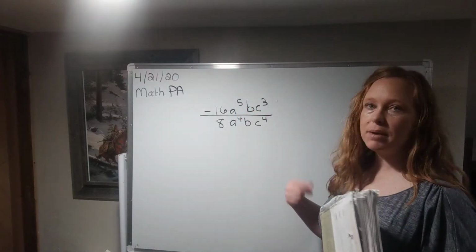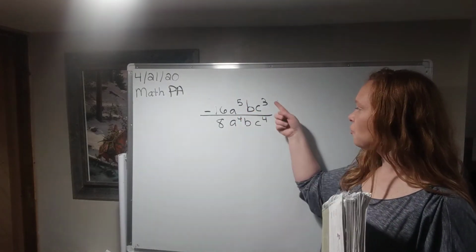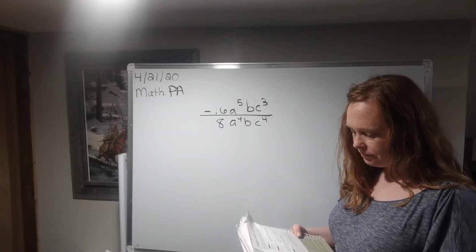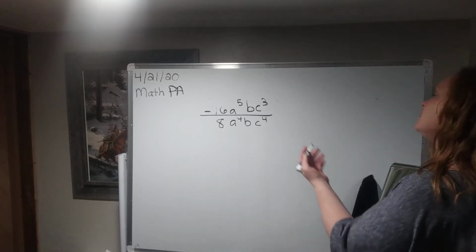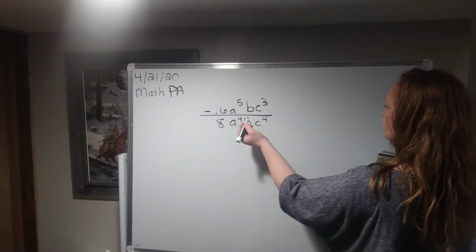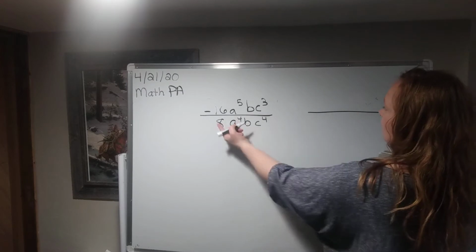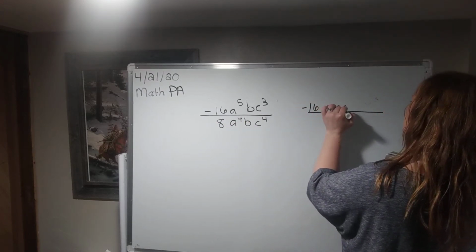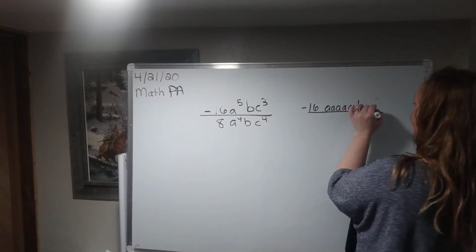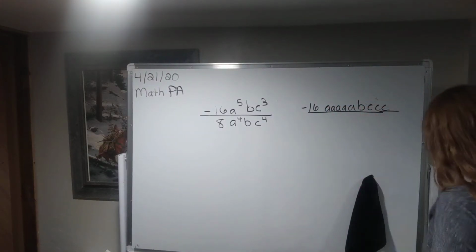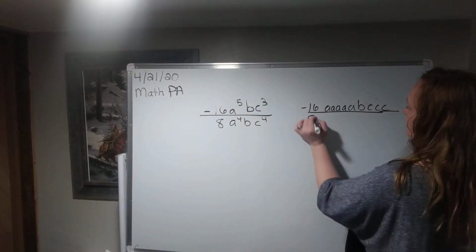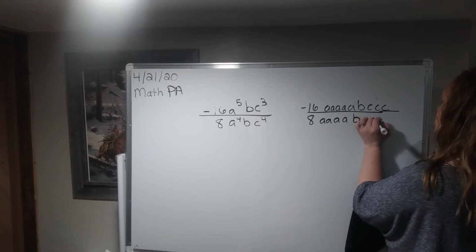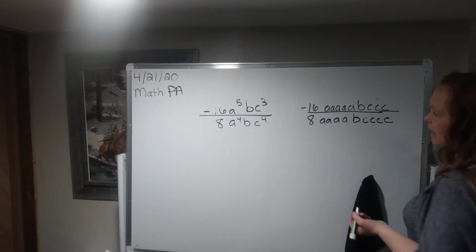I can cross out my b's. Okay, and then 3 minus 4. Uh-oh, what do I do with that? Okay, so we have to learn a few things. This one I'm going to go ahead and break out, and I'm going to say, okay, I've got a negative 16, a times 5, a, b, c, c, c. And I'm going to divide by 8, a 4 times, b, c 4 times. And let's find out what happens.